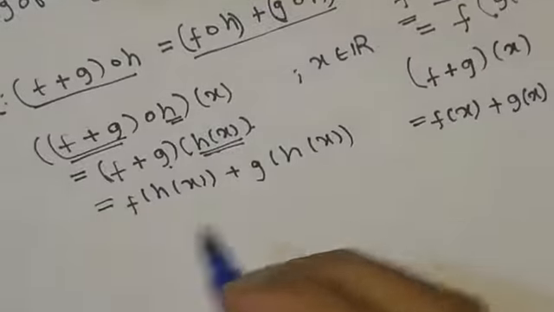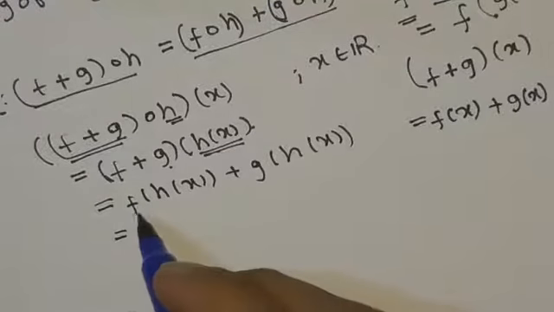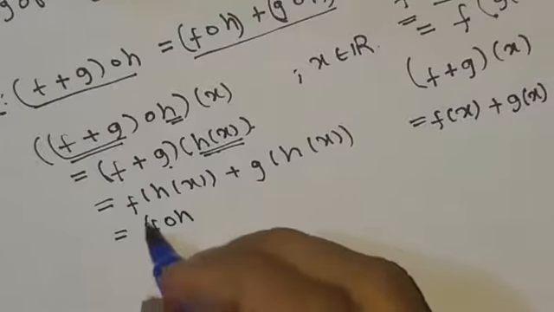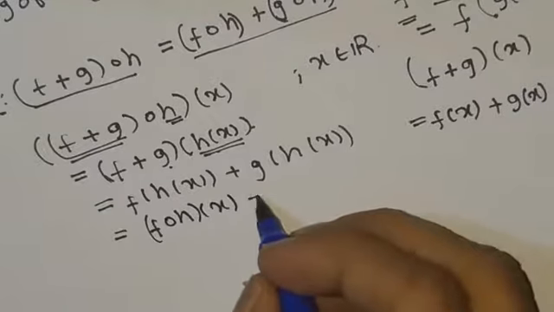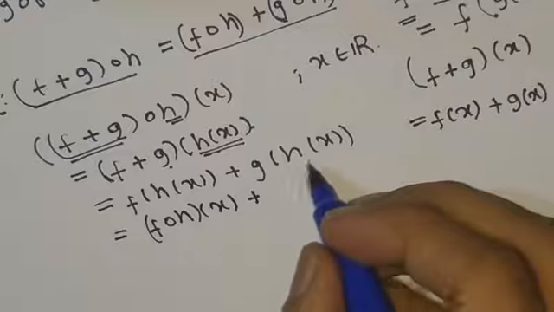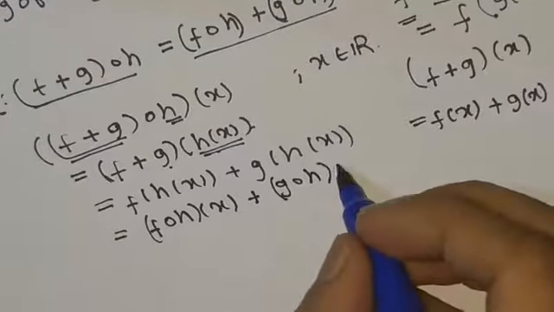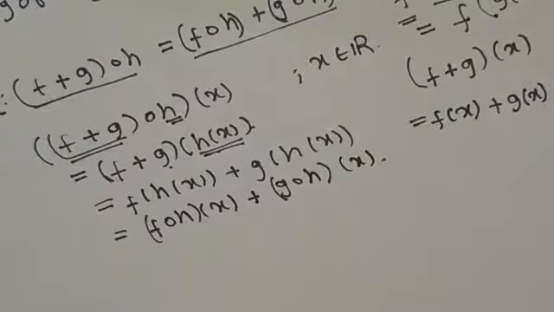Okay. Now again, by the definition of composition of functions, f of h of x will be nothing but f composition h of x, plus g of h of x will be g composition h of x.